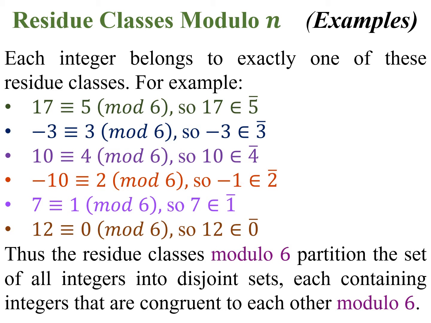Each residue class contains those integers which are congruent to each other modulo 6. Class of 0 contains 0, 6, 12, 18, minus 6, minus 12, minus 18. All these integers are congruent to each other modulo 6. Class of 1 contains 1, 7, 13, 19, minus 5, minus 11, minus 17. All these are congruent to each other modulo 6.